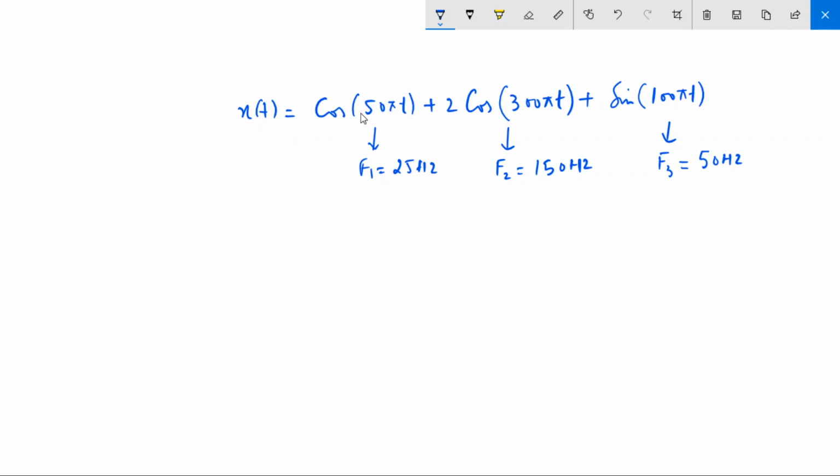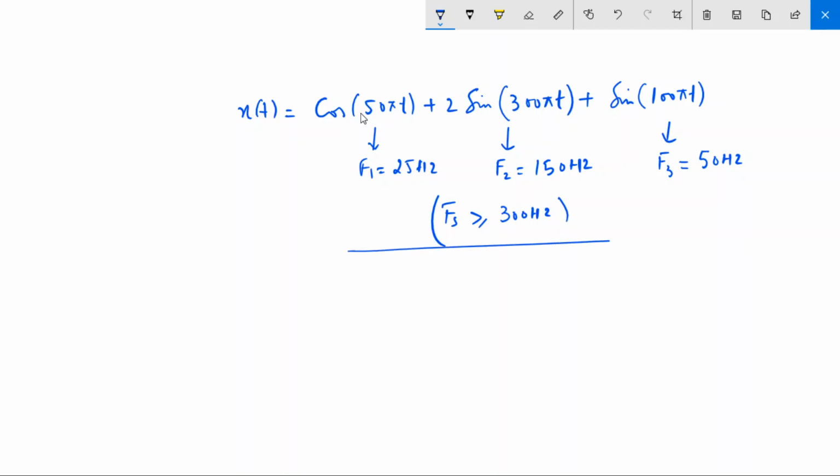So what should be my sampling rate? It should be greater than or equal to twice the maximum, that is 300 hertz. Now if you sample this signal at 300 hertz, let us suppose in place of cos I take a sine function, so this is 2 sine of 300 pi t.